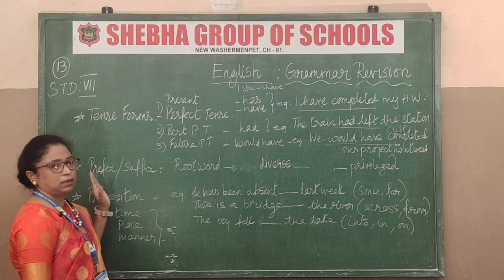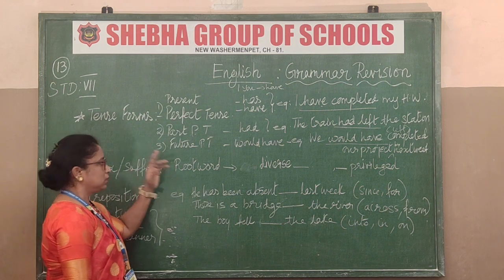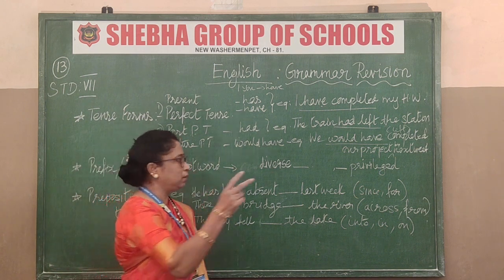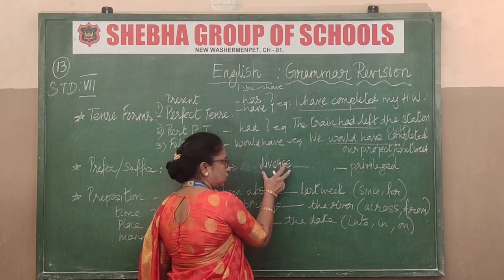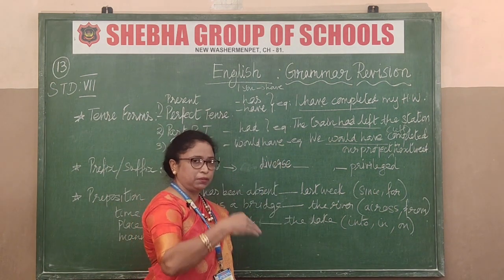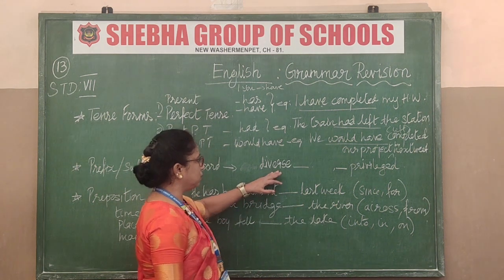Okay. Next we are coming to prefix, suffix. Where should we write prefix? Where should we write suffix? This is the root word. Root word means the main word that is given to you. The main word is only called the root word. To the root word you must apply prefix or suffix, whichever is applicable.